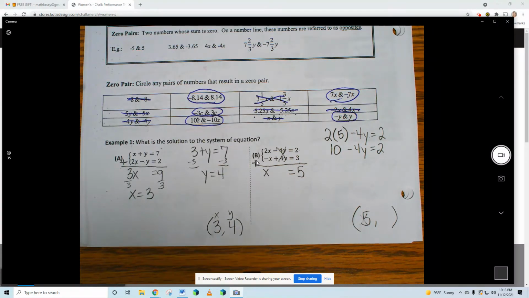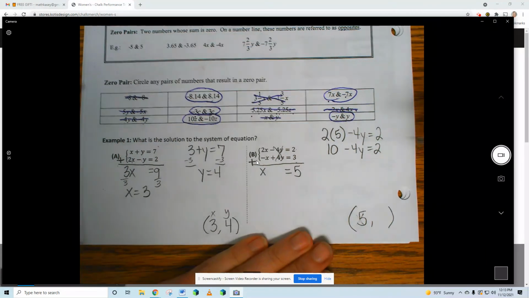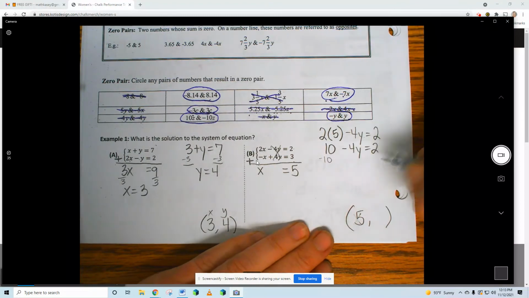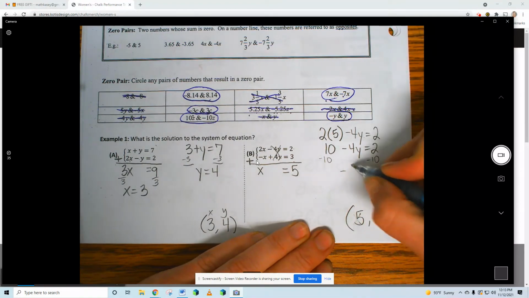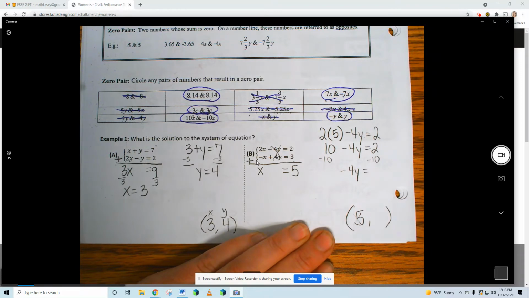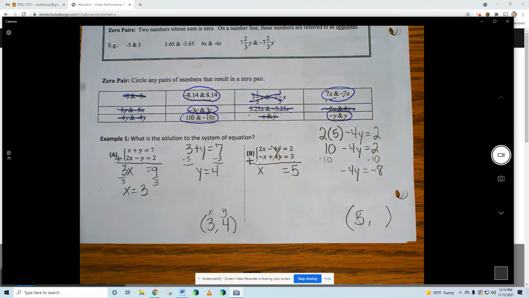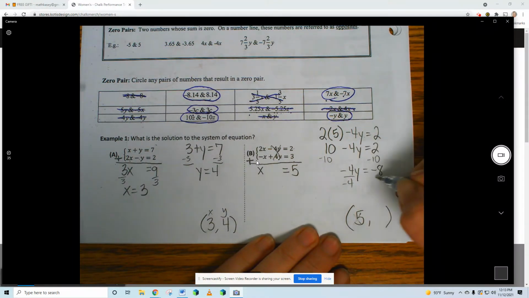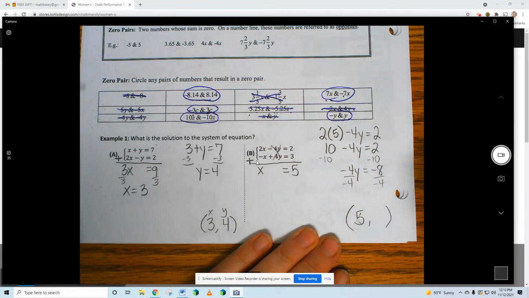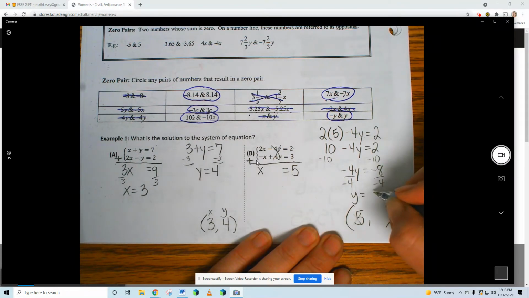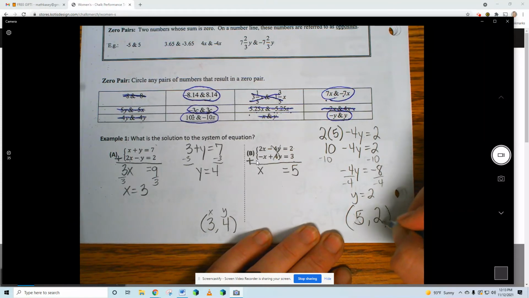And I'm continuing on. I'm solving for y. Well, I'll get there in a sec. 2 minus 10, I got negative 8. Positive 2, negative 2. So y equals positive 2.